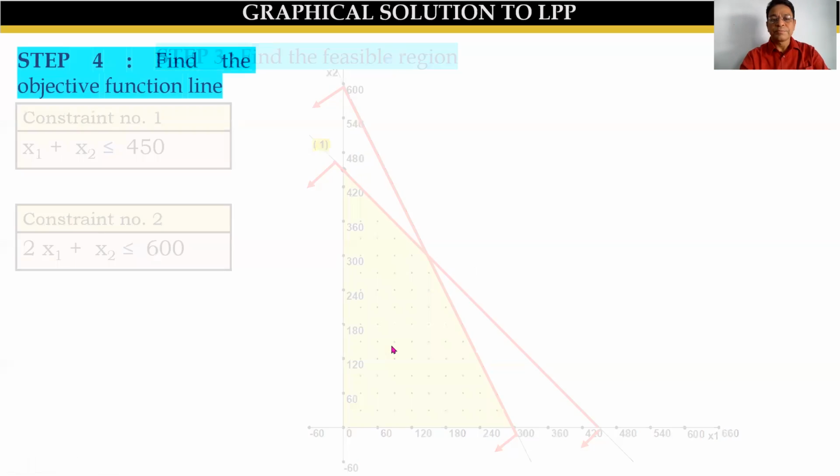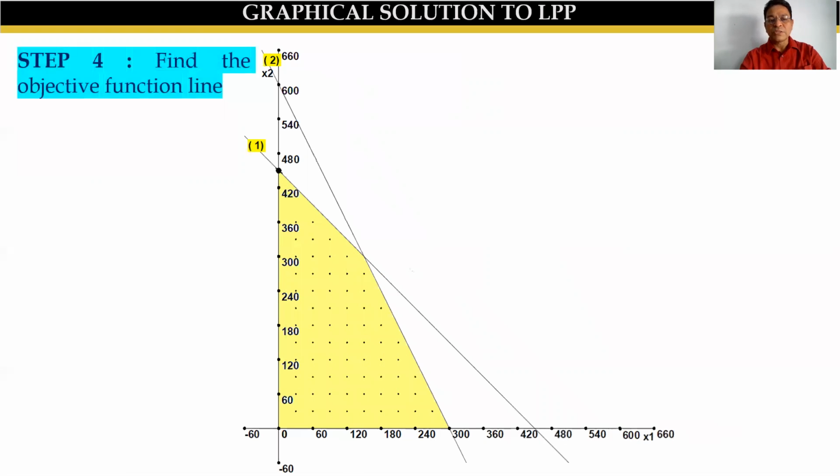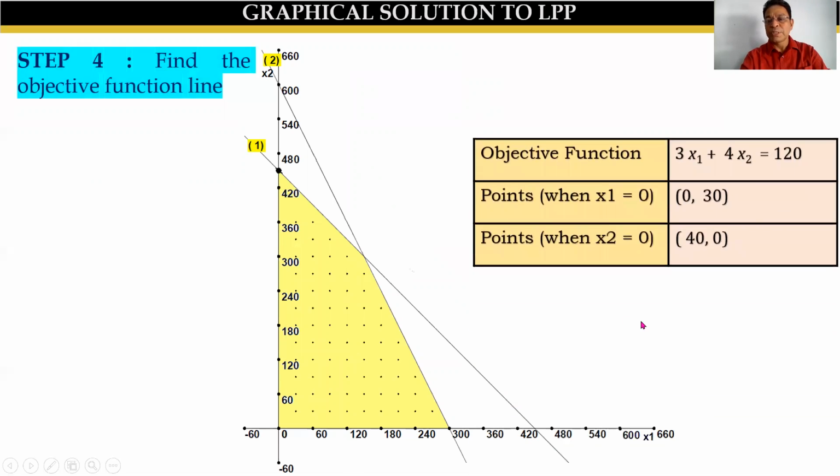So let's check. For that we have to find the objective function line. What is the objective function line? As we have obtained the line for the two constraints, similarly we can obtain the line for the objective function. The objective function is z equals 3x1 plus 4x2. So we'll change the objective function this way: 3x1 plus 4x2 is equal to some number.